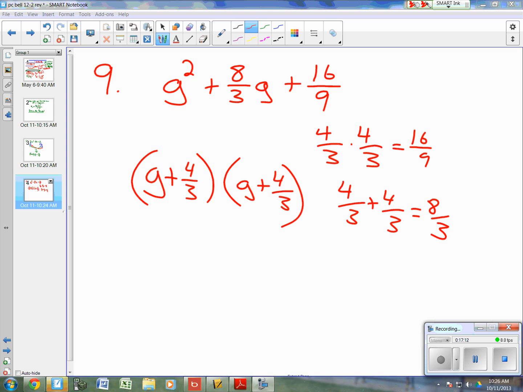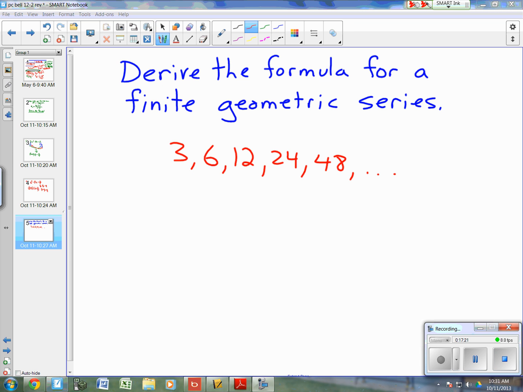2/3 would be 1/3. That would be negative 1/3, negative 1/3. Okay, that's it with the homework. I would suggest you really study this and make sure you know how to do this because it will be on the next test.